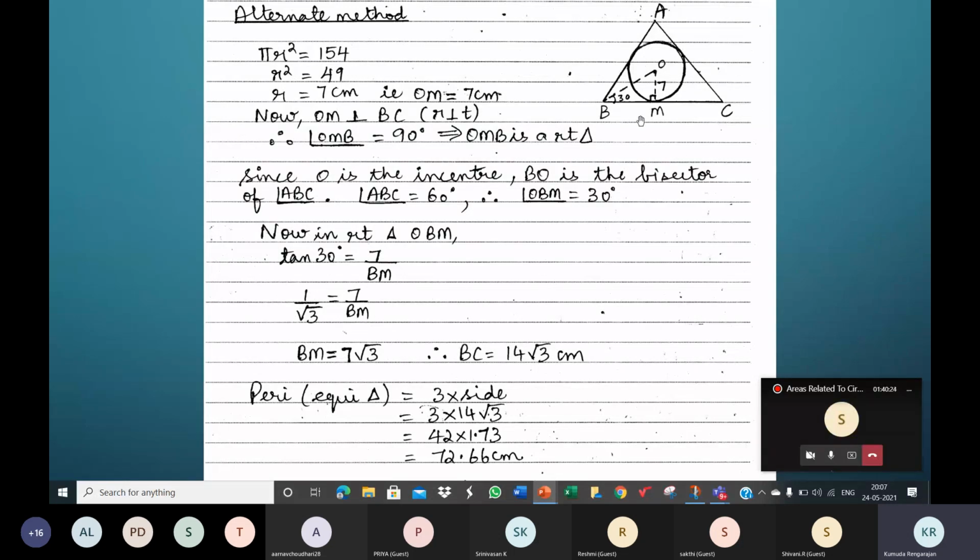And BC will be equal to twice that. Because again, now you will wonder, how do you know that M is the midpoint? You can join OC.